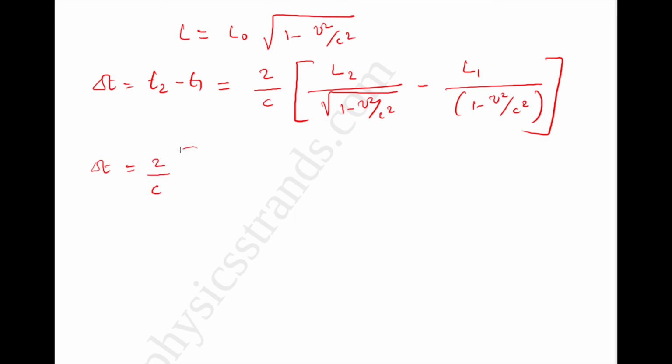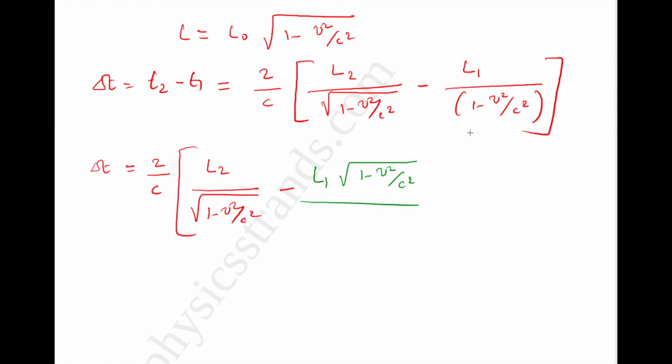So 2 over c, the first term, L2 over square root of 1 minus v squared over c squared, corresponds to light travel in the perpendicular arm, that is in an arm perpendicular to the direction of the motion of the earth through ether. So there is no length contraction. But in the second term, we have to now assume the length contraction. That is, this L1 contracts to L1 times the square root of 1 minus v squared over c squared. That is due to length contraction.